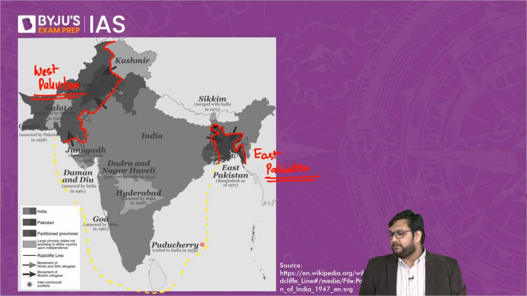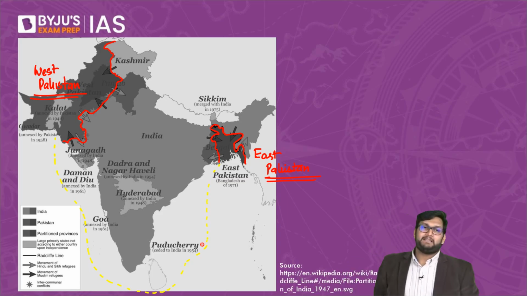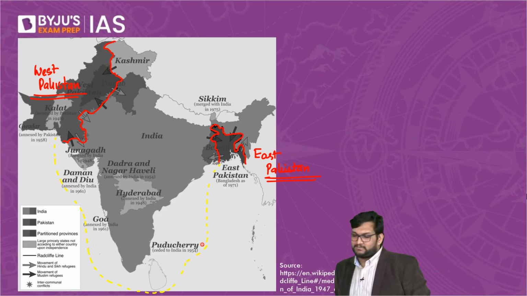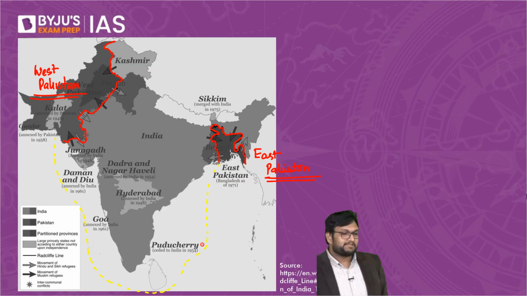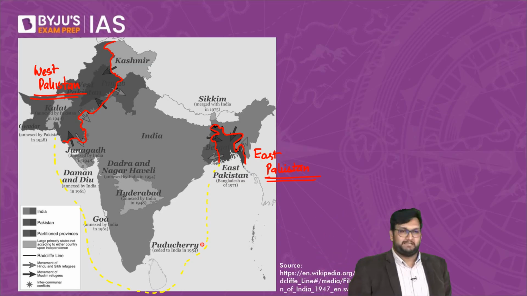And see, we've always been the bigger brother. We've always tolerated the madness of Jinnah. But somehow Pakistan is now reeling under its own madness. That's a separate issue altogether. I will discuss with you, East Pakistan later is going to become Bangladesh. We will discuss that. That is the 71 war.